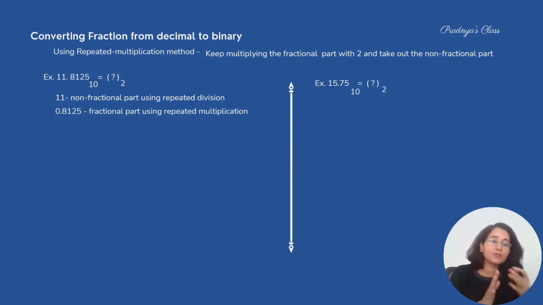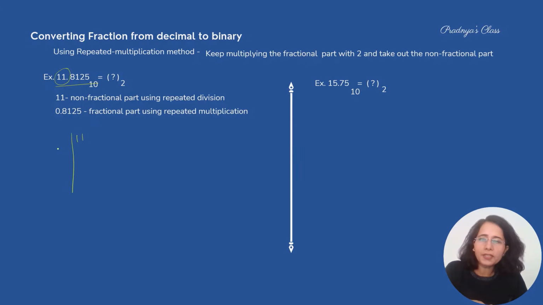So let's see how to convert the fractional part of a decimal number system to binary. I have already written one number here. You know how to convert the non-fractional part, 11. You just do repeated division by 2 and note down the remainder. This I am leaving for you. Now I will explain how to convert the fractional part to binary.